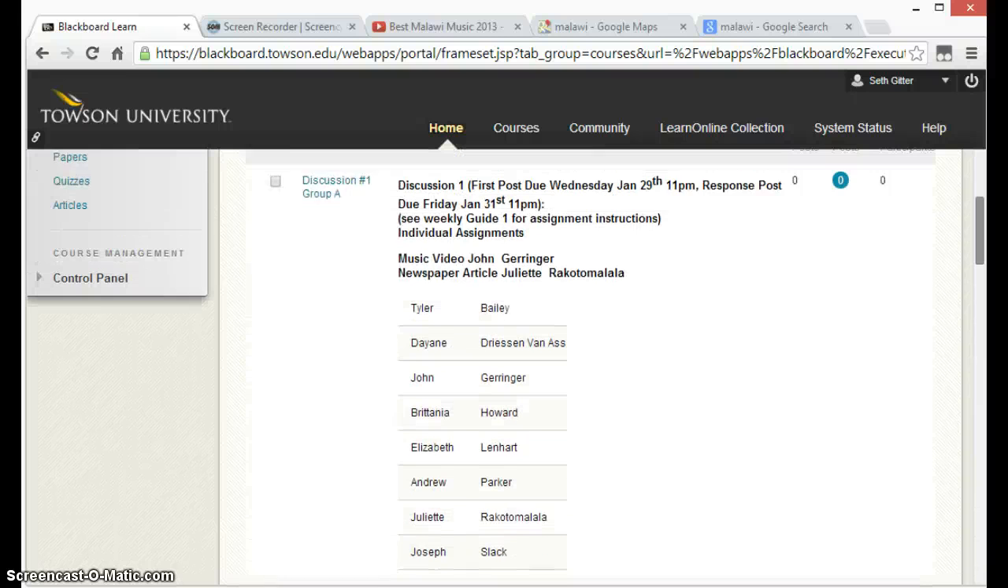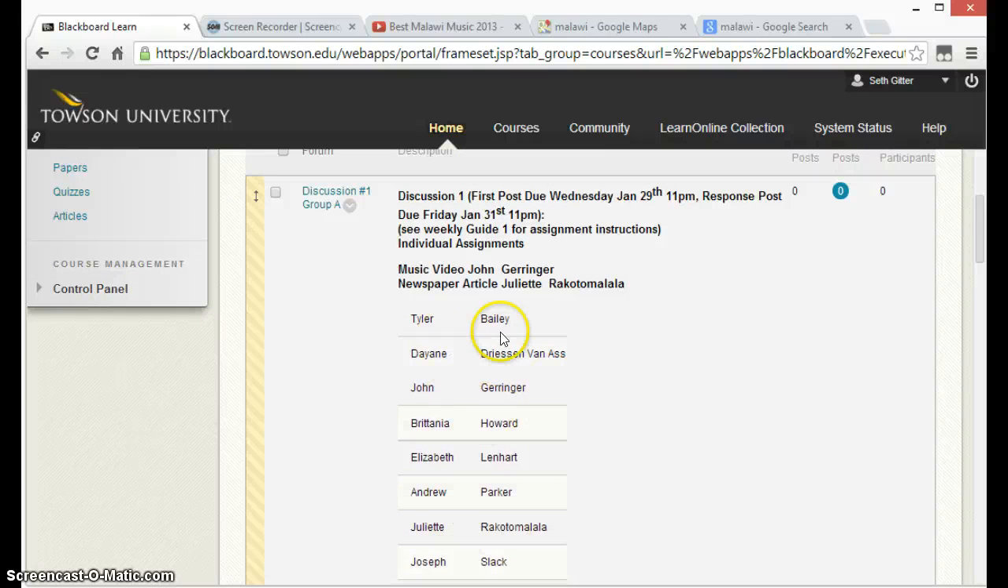So, the first group, you can see everybody that's in it. And one of the things is, in each group, one person for each discussion is going to be responsible for a music video and one person for a newspaper article. So look and see what you're responsible for.